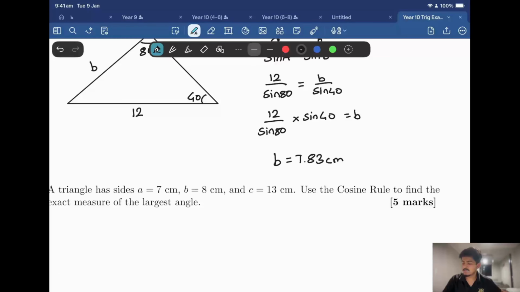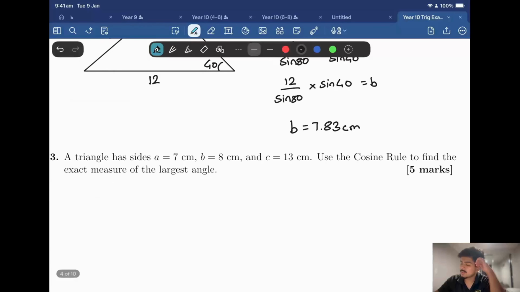Okay, next question asks, a triangle has sides A equal to 7 centimeters, B equal to 8 centimeters, and C equal to 12 centimeters. Use the cosine rule to find the exact measure of the largest angle. Okay, this is a nice one.